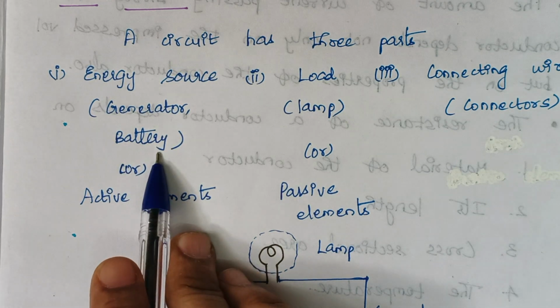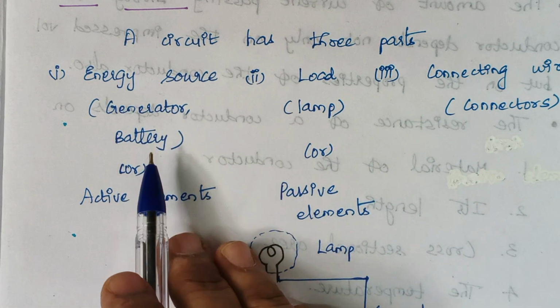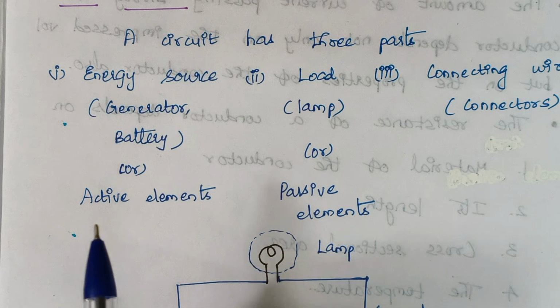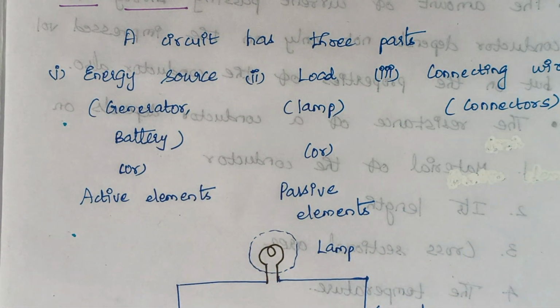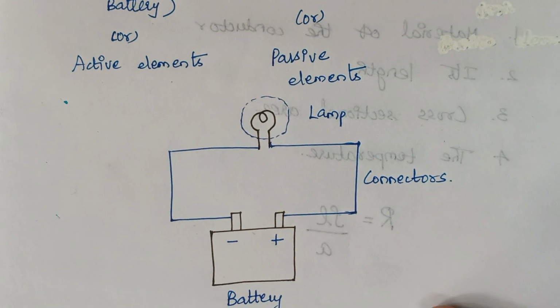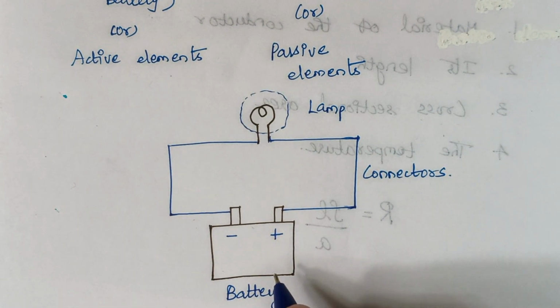And the next one is battery. In our day-to-day life, we are using UPS. So UPS has battery. So they are known as energy sources. In other words, they are known as active elements. In this diagram, I have drawn a battery. So here the battery is an energy source.